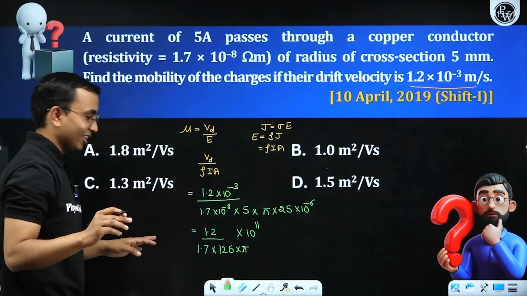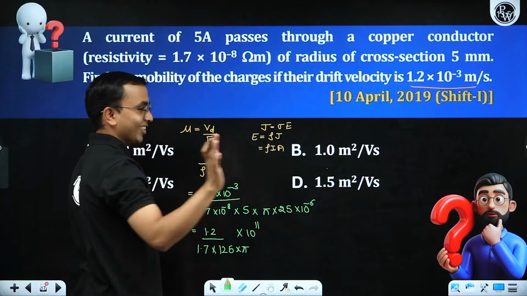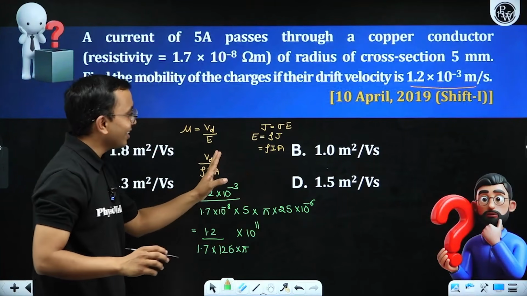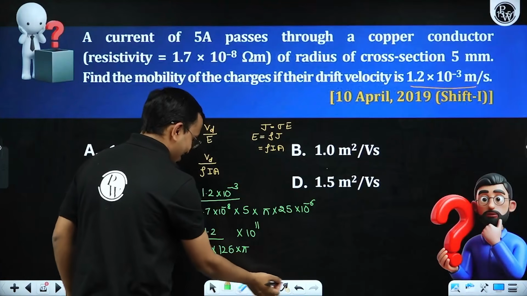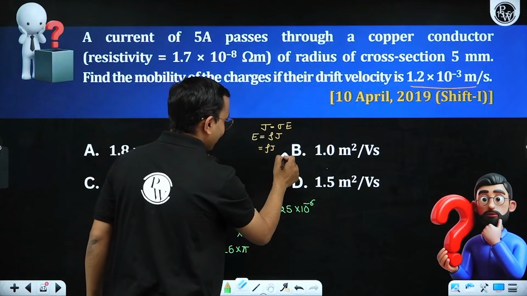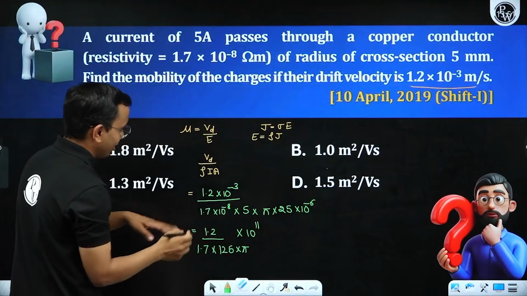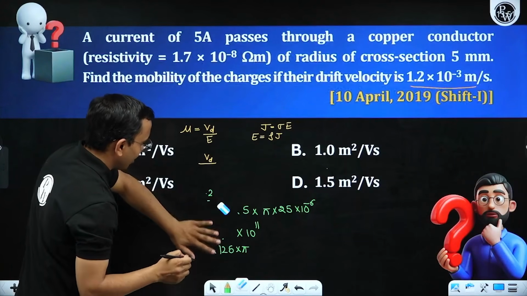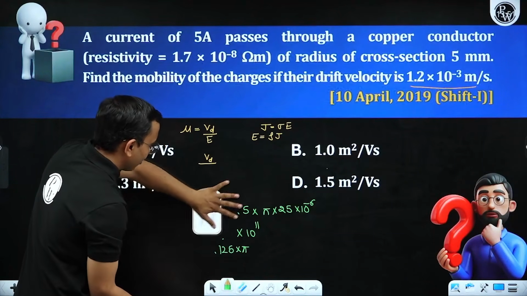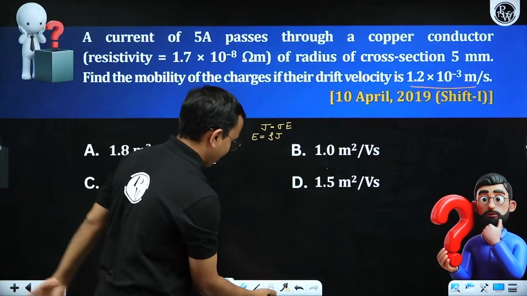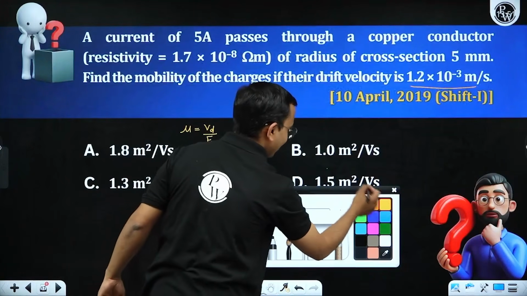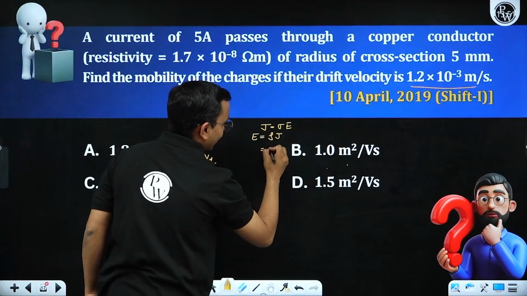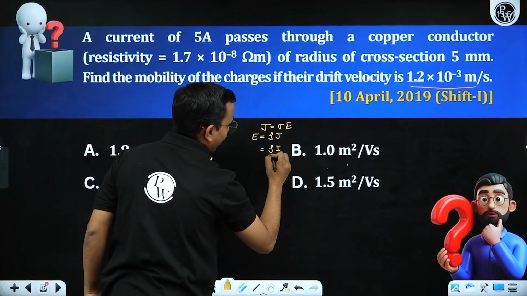Oh, I did a mistake actually. Got it. Where is the mistake? Here is the mistake. J is not I into A. J is I by A. Yeah, sometimes these type of mistakes can be there. Therefore, I was thinking it is coming too big. You need to put the values again. Silly mistake. J is I by A.